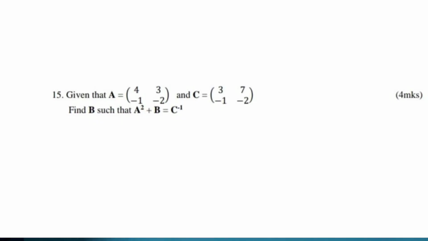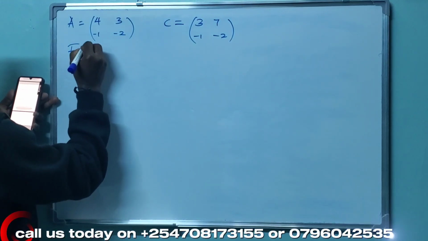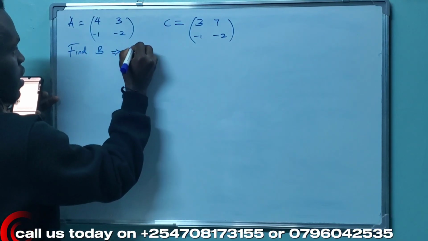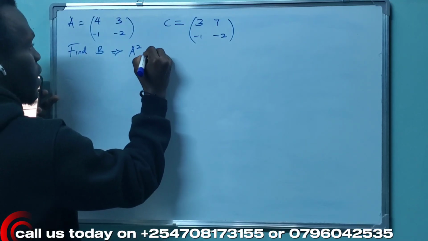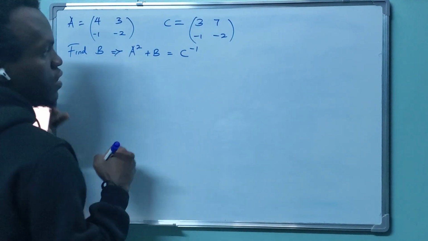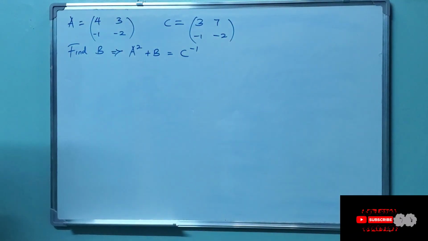So the example says, given matrix A equals 4, 3, negative 1, negative 2, and C equals 3, 7, negative 1, negative 2. Then you're being told, find B such that A squared plus B equals the inverse of C. So you're being told here to find B, given that A squared plus B equals the inverse of C. Now, that sign usually shows the inverse. So how can we work that out?